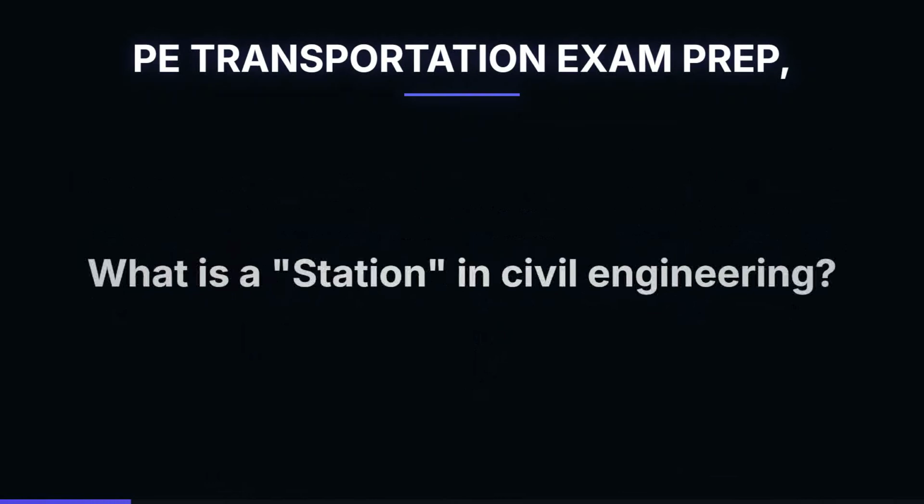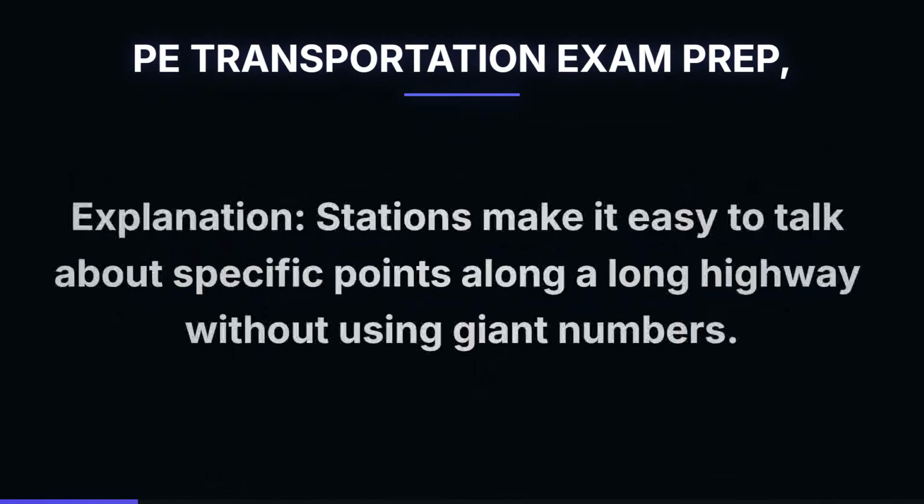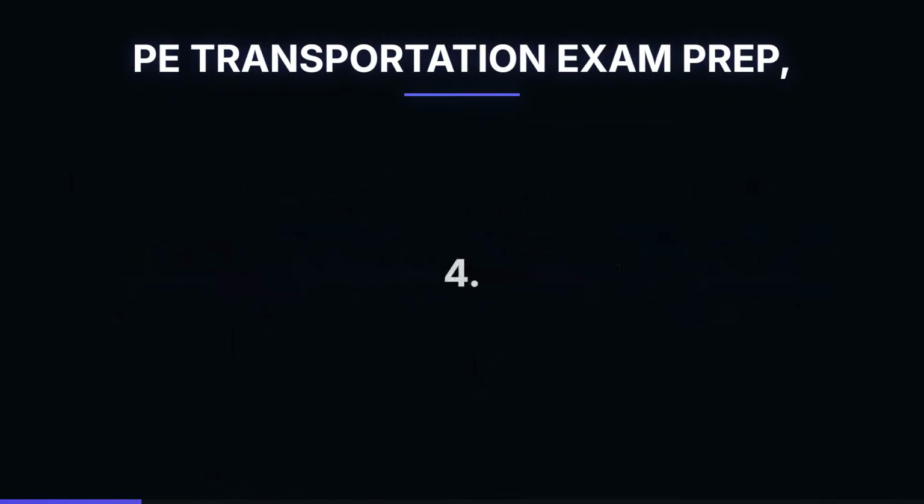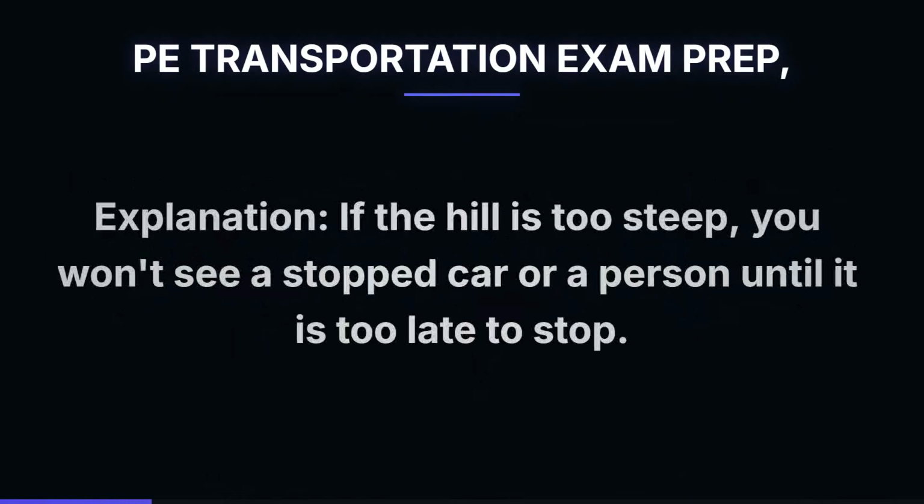3. What is a station in civil engineering? Answer. A standard distance of 100 feet used to measure a project's length. Explanation. Stations make it easy to talk about specific points along a long highway without using giant numbers. 4. Why are crest vertical curves dangerous if they are too sharp? Answer. They block the driver's view of the road ahead. Explanation. If the hill is too steep, you won't see a stopped car or a person until it is too late to stop.